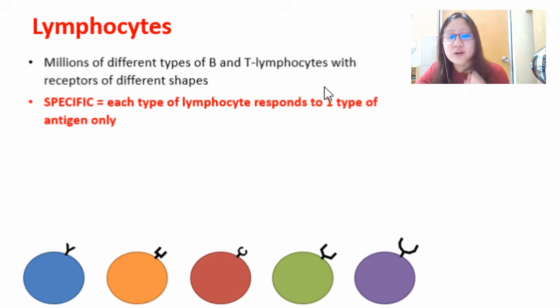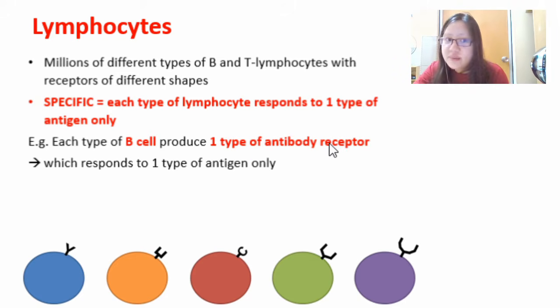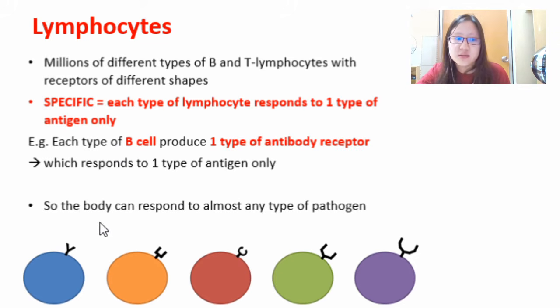It is this specific. For example, if you have one type of B cell, it will only produce one type of antibody receptor. So like this Y shape, just one type. There are many Ys around the cell, but you get it. There's only one type of antibody receptor, and this one type of antibody receptor would respond to one type of antigen only. Don't worry about the term antibody receptor. I'm going to get to that later on. But the point is, if we have millions of types of B and T cells which are specific, this means that our body can respond specifically to almost any type of pathogen out there. We are ready for the war.